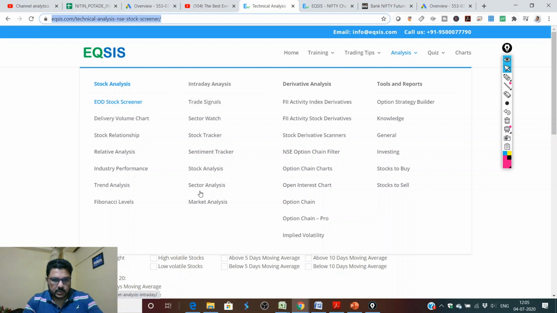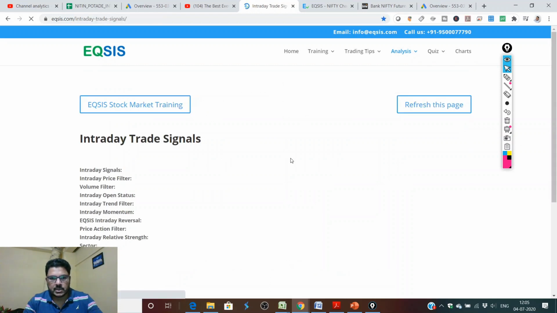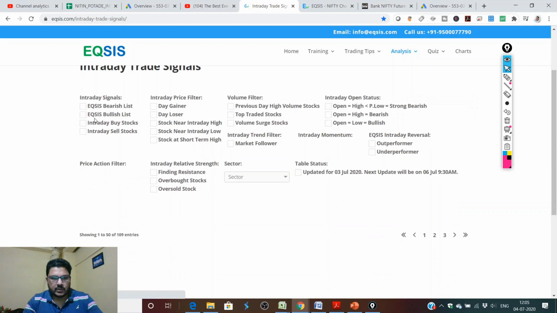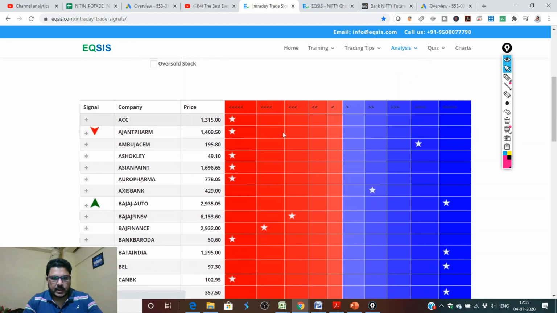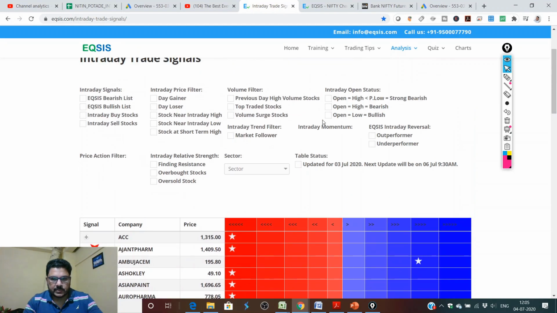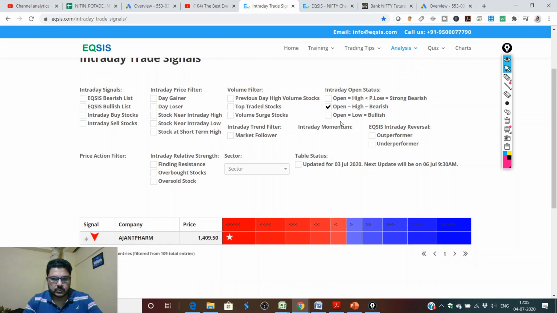This is what you can use for scanning for signals on intraday like this. I'll just show you this section. So intraday trade signals, you have all these filters here, and you can see, for example, if we say open is equal to high, stock bearish, one click, this is live in the market, you can do.